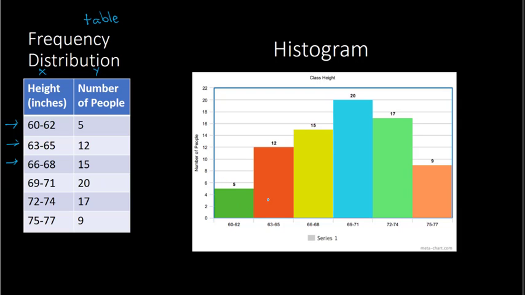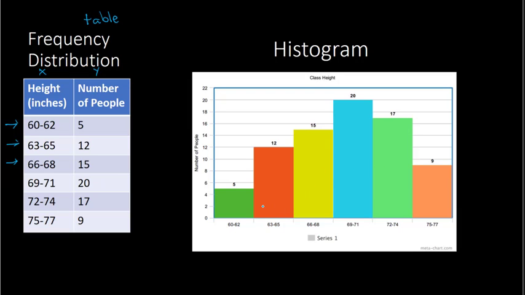So for each of these different categories, or these ranges, we fill in the bar all the way up to the number of people that we have. This green one is 60 to 62. We go up to 5 because that's the number of people within that range. For 63 to 65 inches, the second column, there were 12 people, so we take this bar all the way up to 12. And we do that for all of them as well. So we can fill in this histogram to look like this.